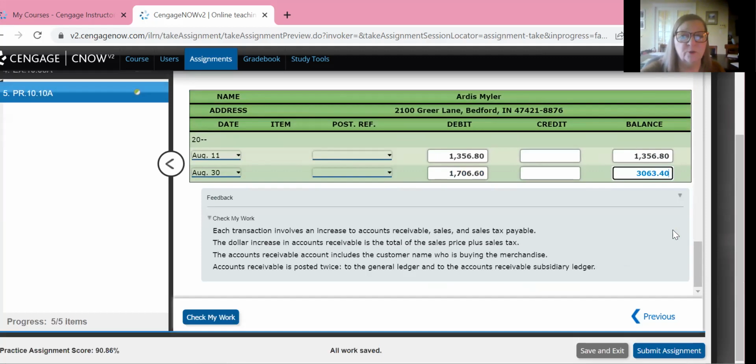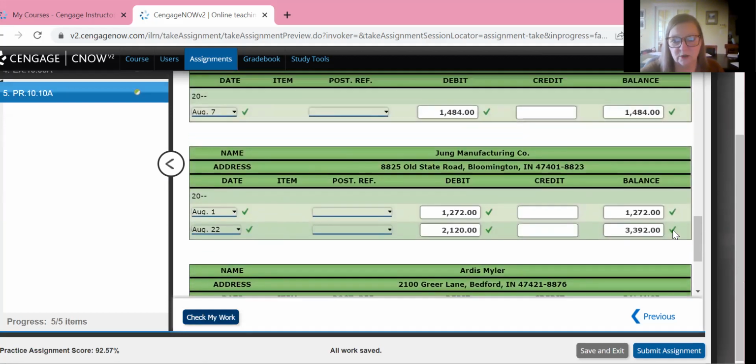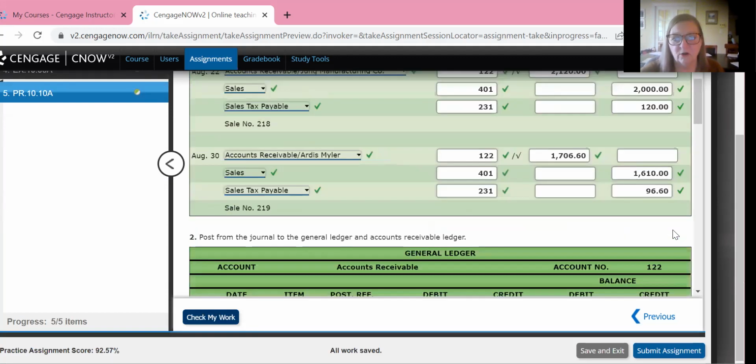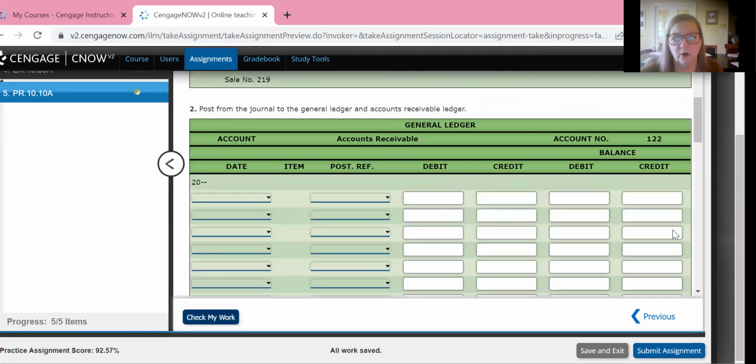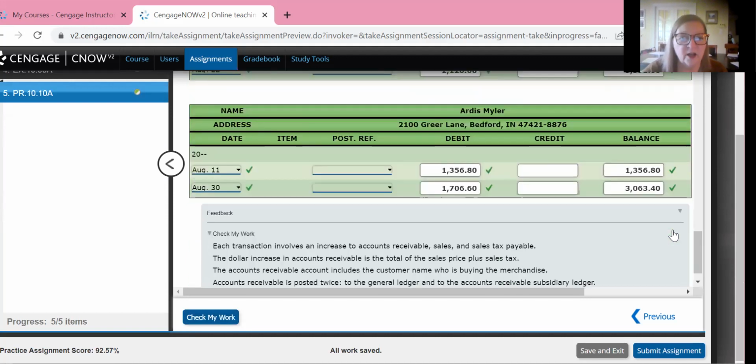We didn't put anything in the post references, so I'm going to see if they're mandating the post references. Check marks. All looking good so far. Yeah, everything's got a check mark, except we haven't actually posted to our general ledger, the journal entries, but we're going to. So I did the subsidiary posting first, and it all's good.